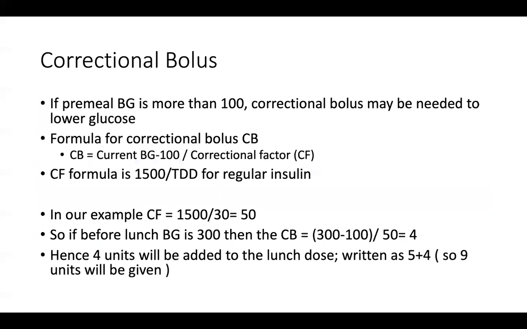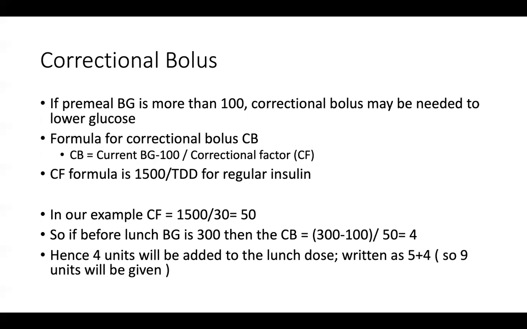Now, if your pre-meal glucose that you checked, whether pre-breakfast, before lunch or before dinner, is more than 100, then apart from this planned 5-unit bolus, you will have to give more insulin. So a correctional bolus will be required to lower the glucose to normal. There is a formula for the correctional bolus. It's called CB. The formula is current blood glucose minus 100, that is your target, divided by the correction factor. And the correction factor has another formula: 1500 divided by the total daily dose if you're using regular insulin.